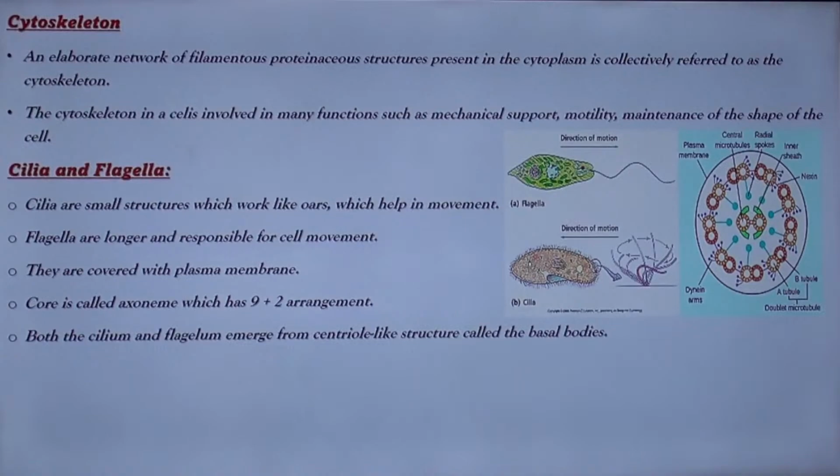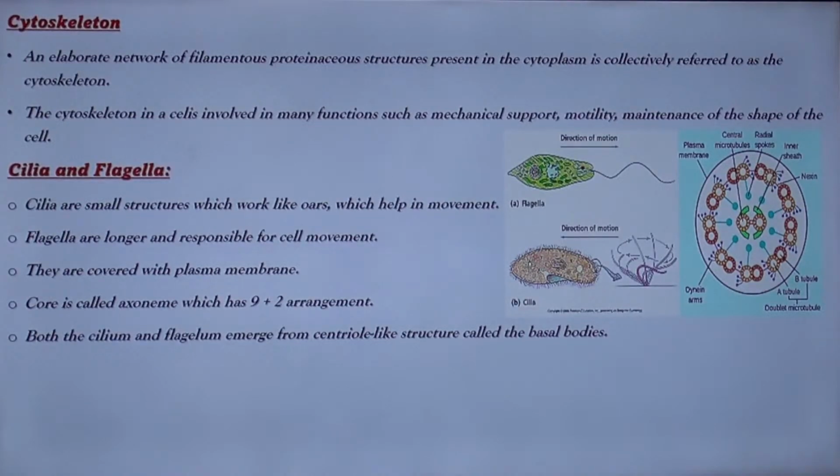So it gives cell structure, cytoplasm, we have seen. Cyto, an elaborate network of filamentous proteinaceous structure present in the cytoplasm is collectively referred to as the cytoskeleton. And the cytoskeleton in the cell is involved in many functions such as mechanical support, motility, maintenance of the shape of the cell. We already know that the cytoskeleton gives a cell its correct shape and motility movement. We have seen flagella, hook, and basal body, so all of these help maintain the correct cell shape.